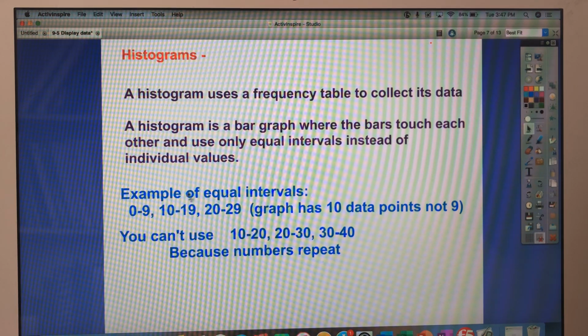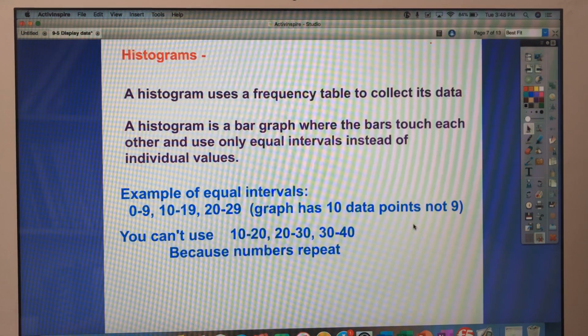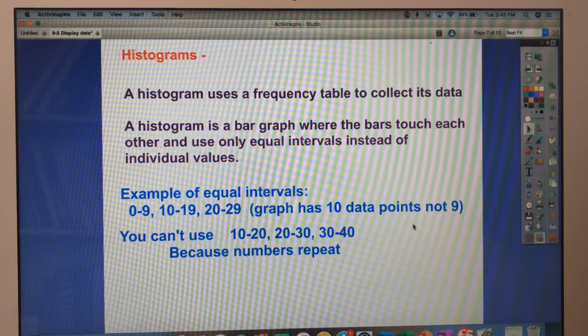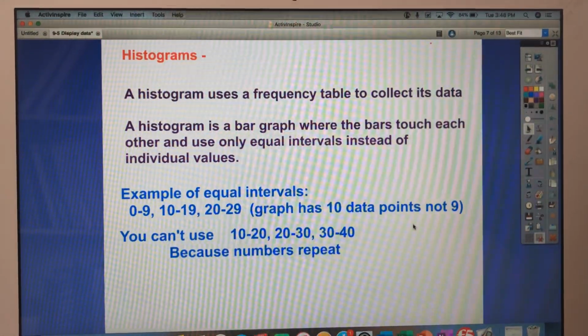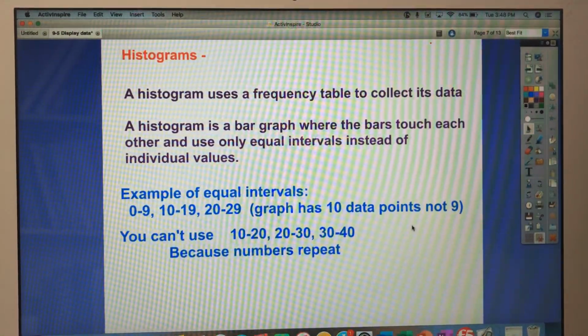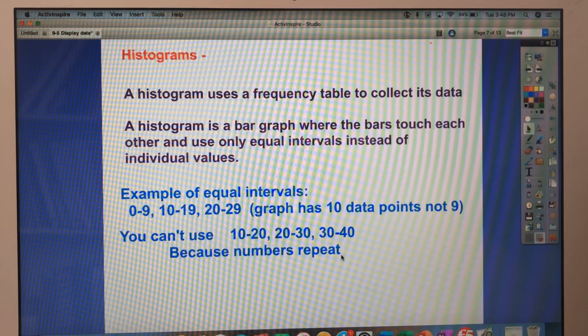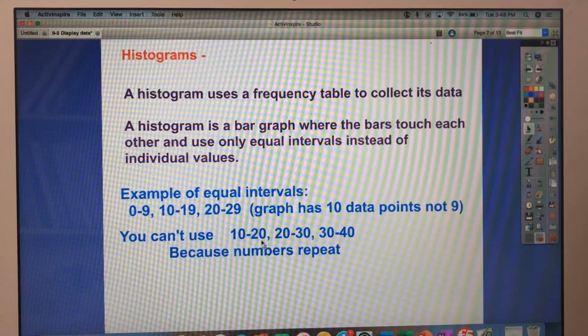Using intervals. Example, 0 to 9, 10 to 19, 20 to 29. The problem is 0 to 9 has 10 data points, not 9. Do me a favor right now and count on your fingers. 0, 1, 2, 3, 4, 5, 6, 7, 8, 9. And you will see you have just used up 10 fingers, 10 data points. You cannot use 10 to 20, 20 to 30, 30 to 40, because they will repeat. If I have a value of 20, how will I know which category to put it in?